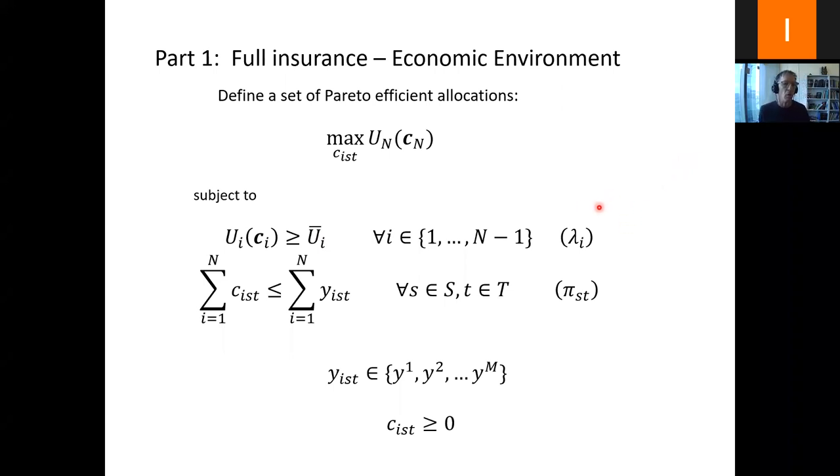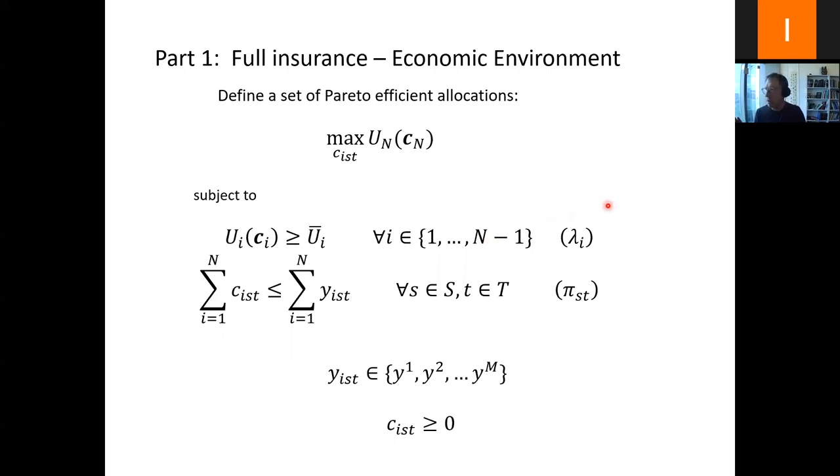Second, this lambda I is going to be the Lagrange multiplier associated with the constraint for individual I's utility. Pi st is going to be the Lagrange multiplier associated with the village level resource constraint in state s at period t. These Lagrange multipliers are going to play an important role in a few minutes. So what do they mean? Suppose I increase the utility constraint for household I by one. What does lambda I imply?